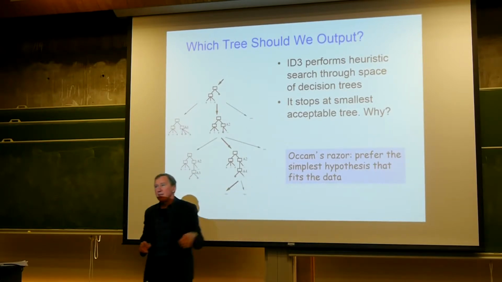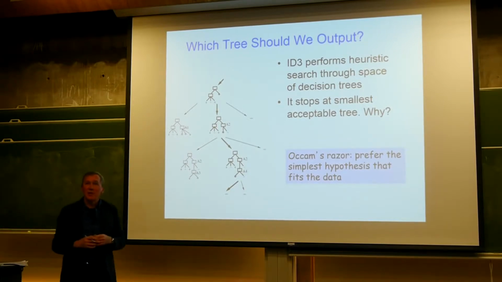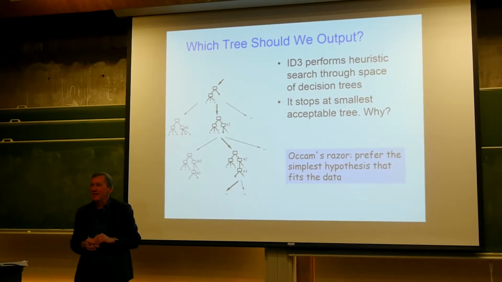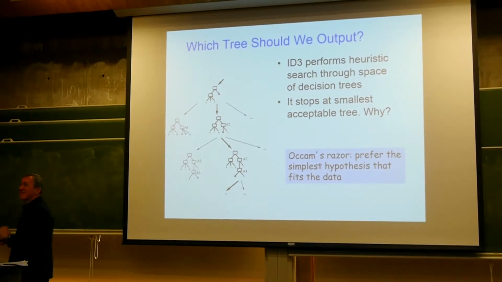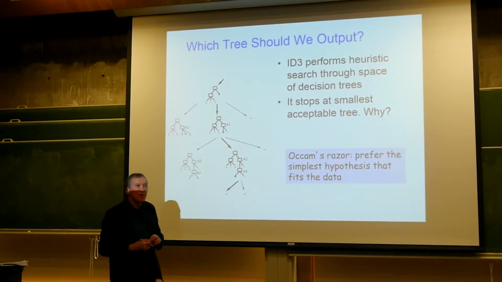And ever since then, philosophers and others have been debating whether and why and when that might be true. Yes? Why don't we just look for the smallest decision tree instead of using this entropy heuristic? Why don't we look for the smallest tree?